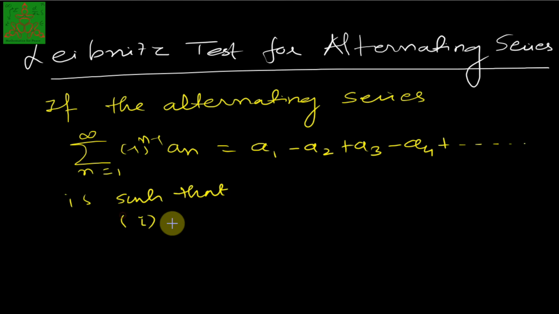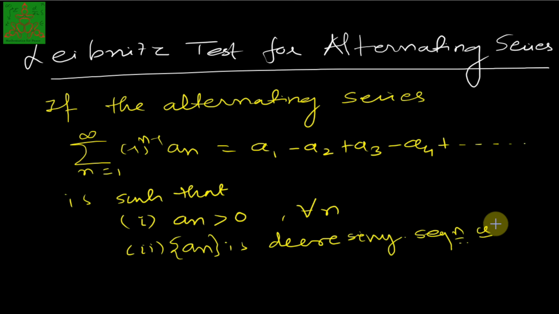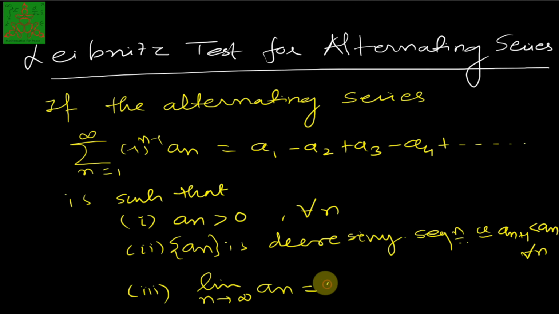The first one is that each an is positive for every n. The second condition is that an is a decreasing sequence, that means an plus 1 is less than an for every n. The third condition requires that the limit of an as n tends to infinity is equal to 0. That means its nth term has to tend to 0.